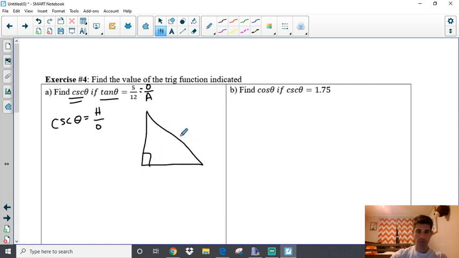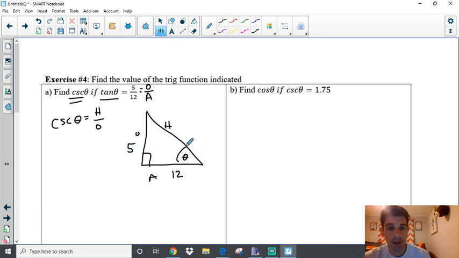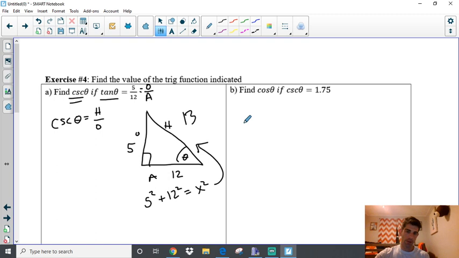So here's a visual for you. There's your H, O, and A. So the O is 5, the A is 12. You're either good at this and you know your triples are 5, 12, 13 here, or maybe you're not, okay? And you just do 5 squared plus 12 squared equals x squared, and you'll get your 13 that way. So the hypotenuse here is 13, and your opposite is 5. And there's your cosecant theta.